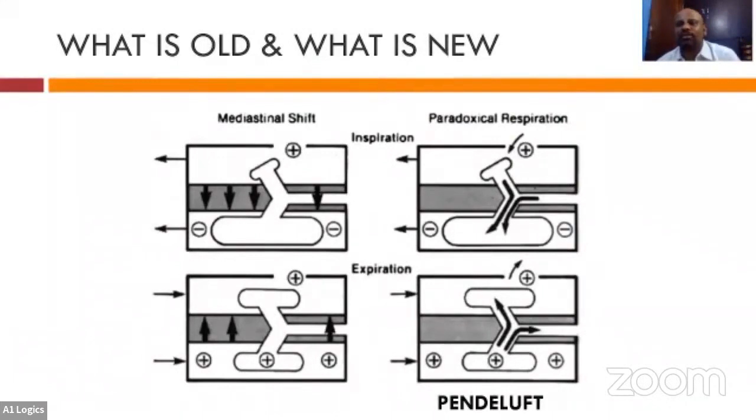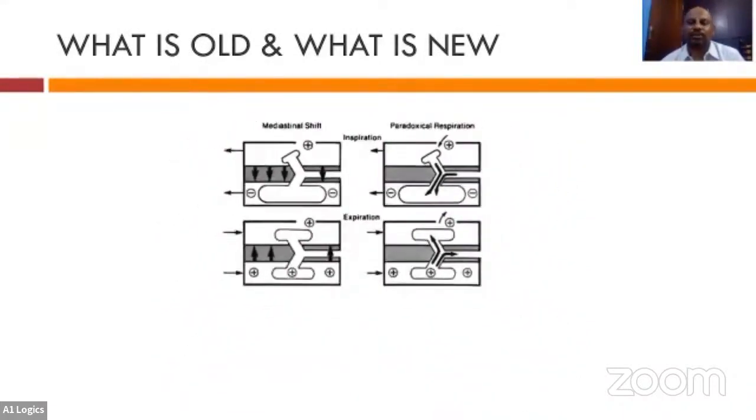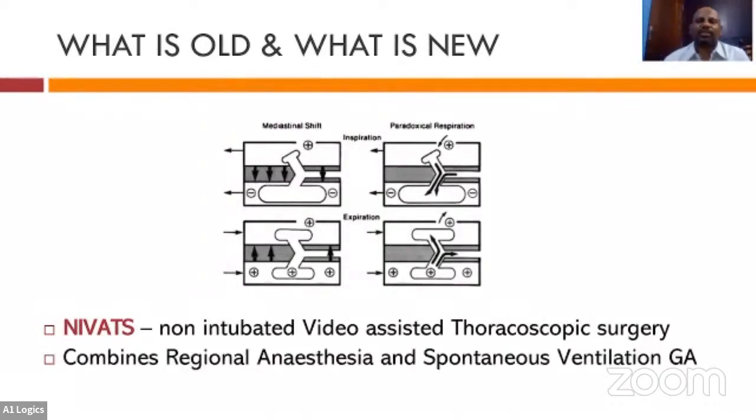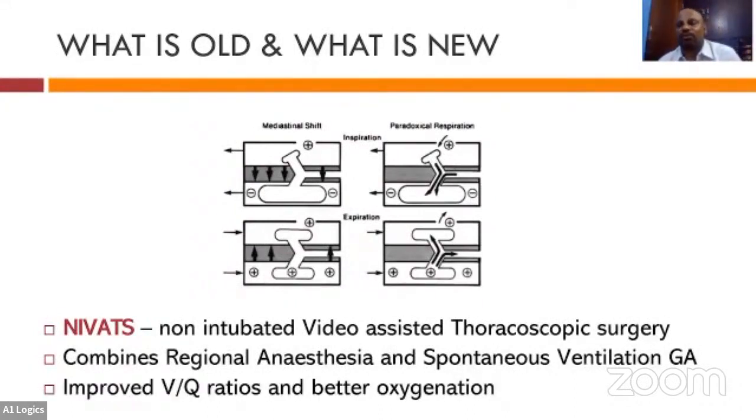After the advent of controlled ventilation by paralysis, this has gone down. Now we are in an era of VATS. In the era of VATS, something new has produced interest, called NIVATS. NIVATS means non-intubated video-assisted thoracoscopic surgery. In NIVATS, they combine regional anesthesia like an intercostal block, paravertebral block, or a serratus anterior block, with spontaneous ventilation. The advantage is that spontaneous ventilation will improve the VQ ratio and produce better oxygenation. This is the new concept in one-lung ventilation.